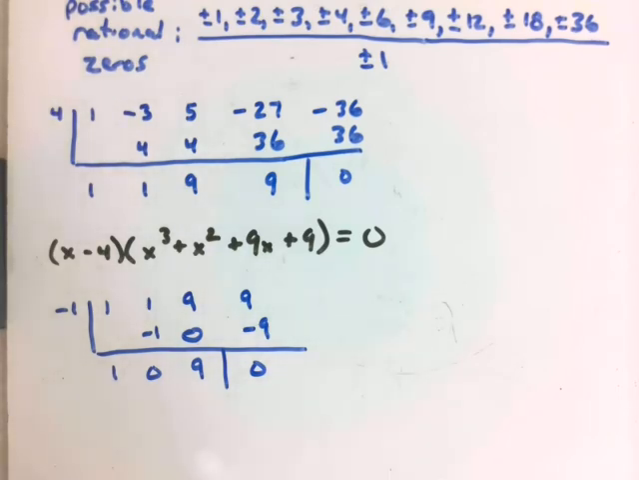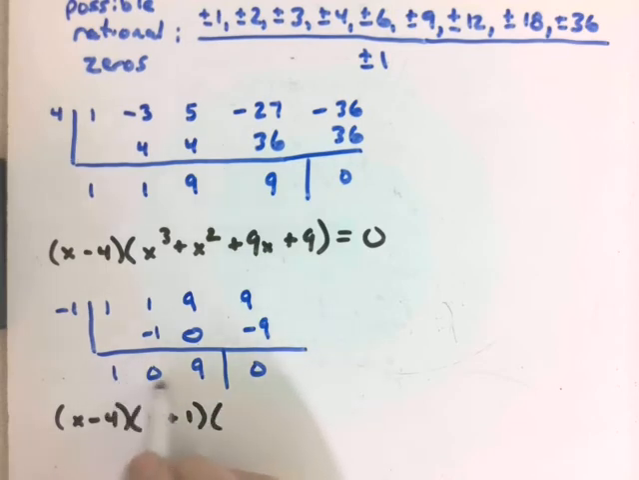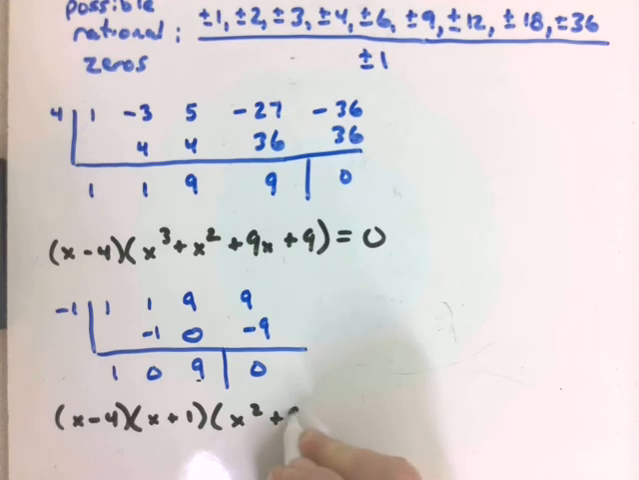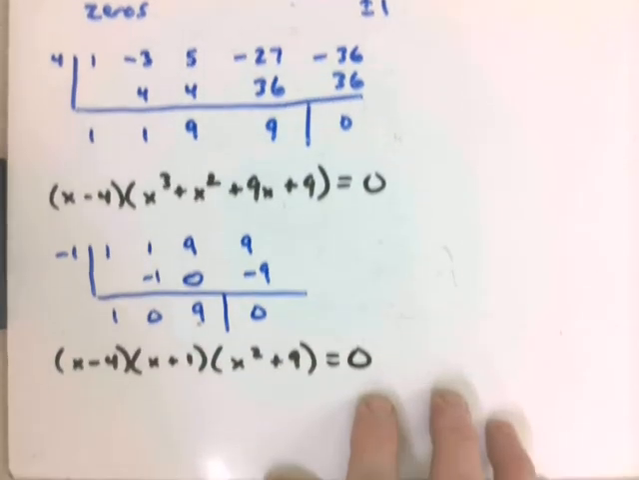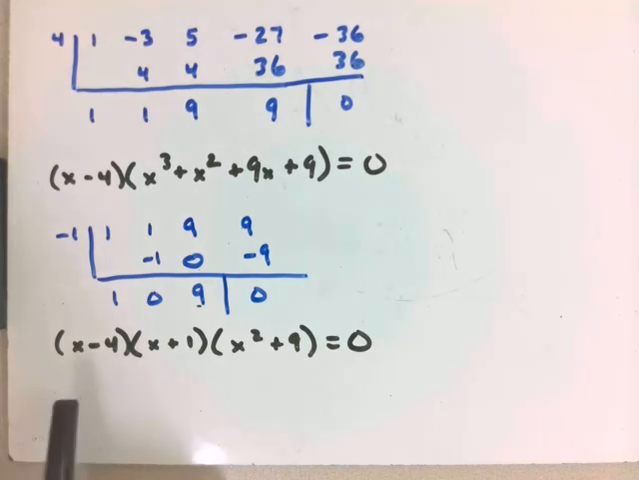That also means I could factor this again. So we already had a factor of x minus 4. We just divided by a -1, so that would give us a factor of x plus 1. And then the other set of parentheses would be this 1, 0, and 9, which is an x squared plus 9. All right, we have a solution of 4, we have a solution of -1.